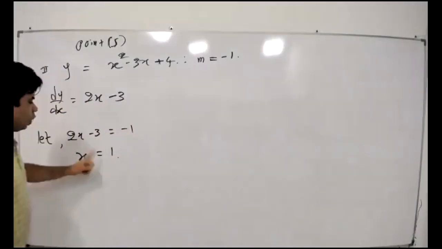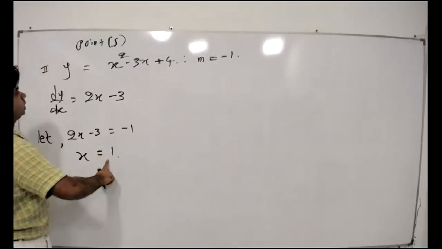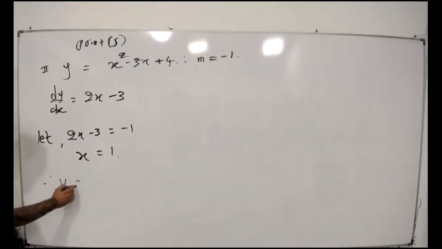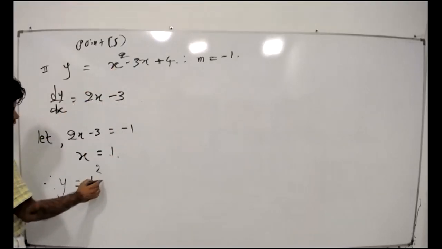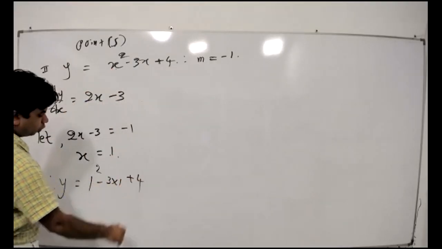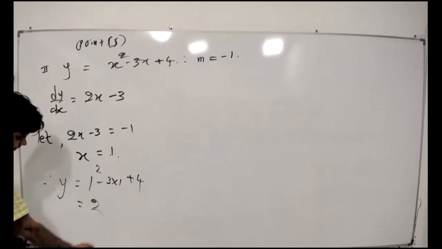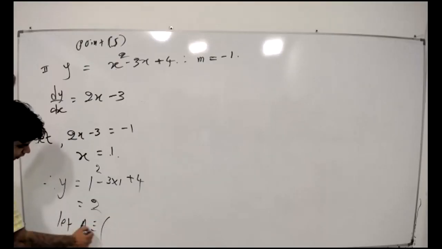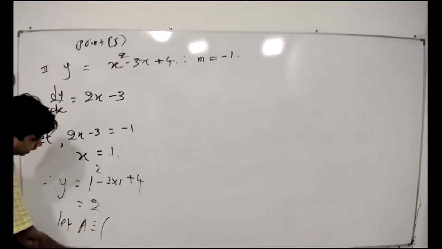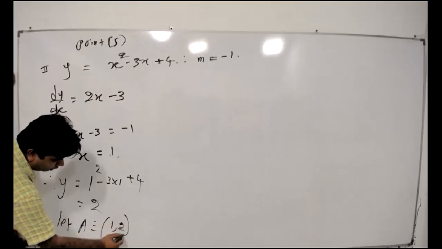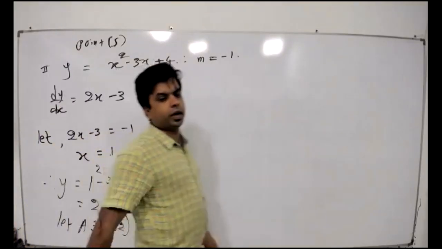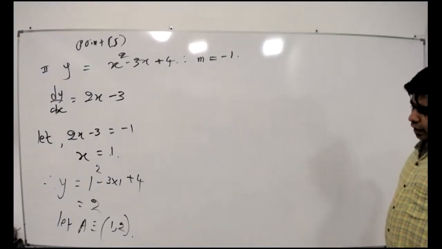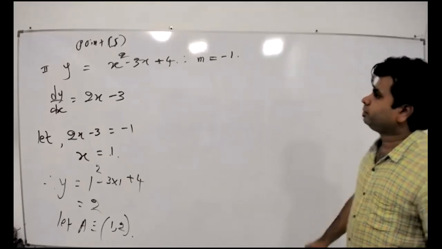Then you know that we want to find the y value corresponding to this x equals 1, right? Therefore, y equals, you substitute here, 1 squared minus 3 into 1 plus 4. The answer is 2. Clear? Then you just name the point by a letter. You can put any letter here. I put A. Its coordinates are actually 1, 2. So the point A is (1, 2), right?